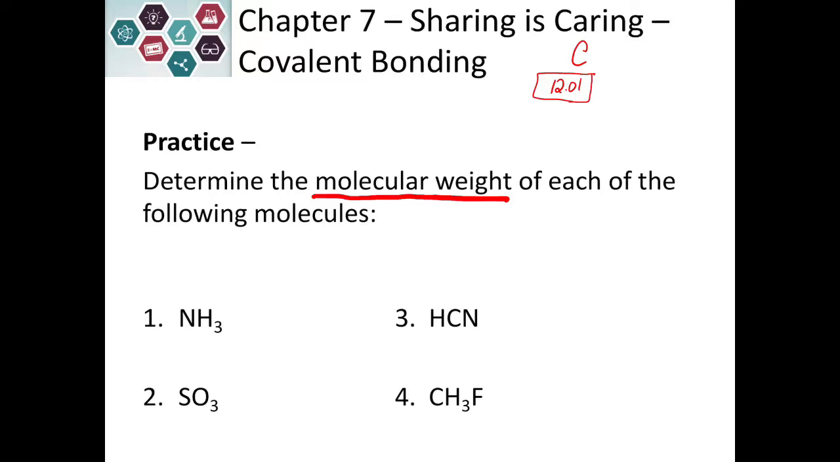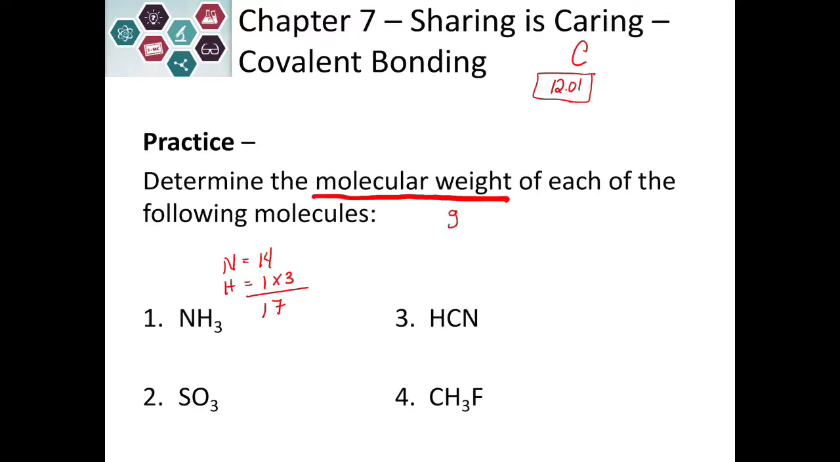I typically round to the nearest whole number unless it's right in the middle, something like chlorine, 35.5. So feel free to round your numbers as well. So nitrogen has an atomic weight of 14. Hydrogen has an atomic weight of 1, and there's 3 of them. So add that together and we have 17.